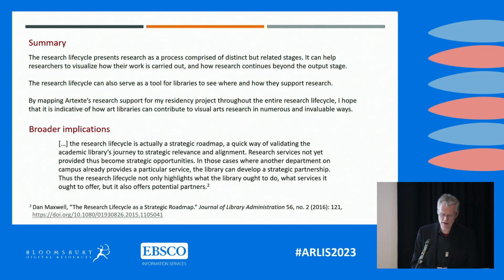Maxwell sees the research life cycle as a tool for libraries to identify where they currently provide support and where they should provide support in the future. Elsewhere in his article, he argues that in an age of diminishing institutional support, libraries need to show their funders a return on their investment. And what better way to do so than to demonstrate how research support is strategically aligned to the missions of their respective learning institutions?